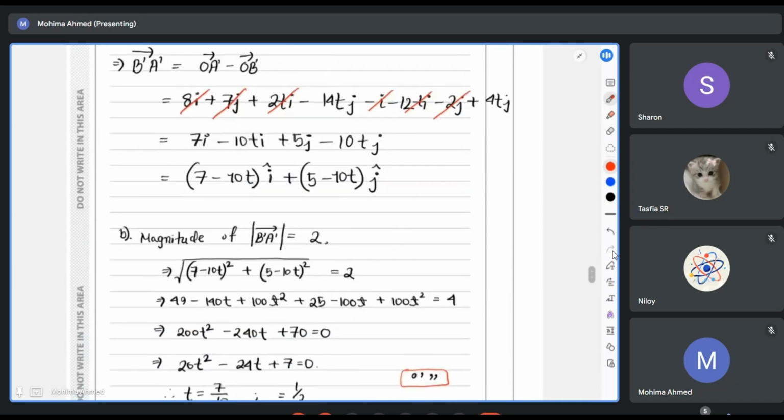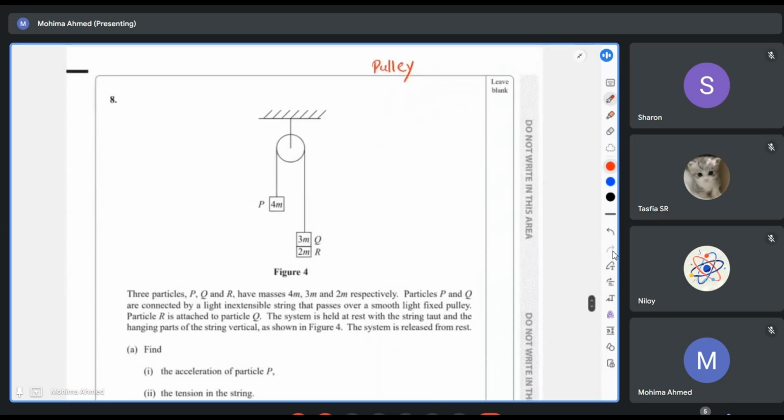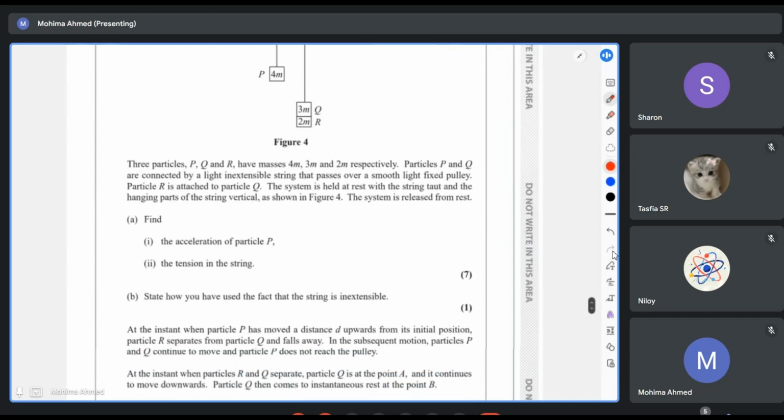Okay, then I hope that there is no question. We will move on to question 8. The question is about pulleys and connected particles, right? I believe we did this in our regular classes. This was actually included in your worksheets. So, not that much stuff.